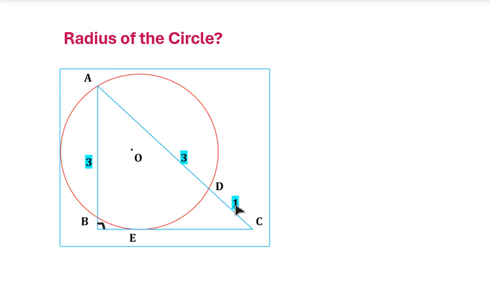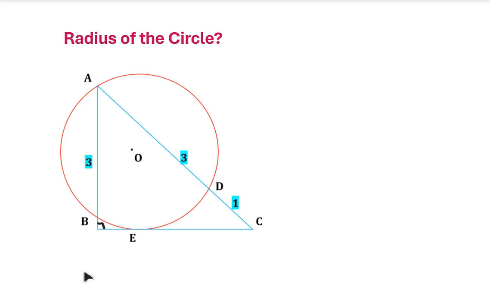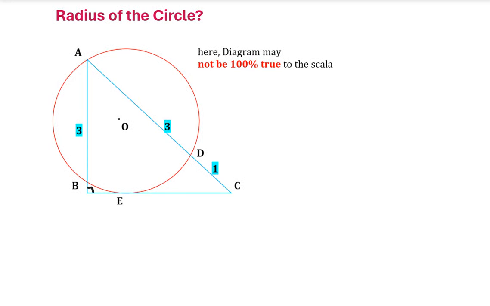So what is our target? Our target is to determine the radius of this circle. Indeed, we have to know a couple of theorems related to circles and triangles. Let's start. One important thing we have to tell you is that this diagram may not be 100% true to scale. It means that some of the lengths may not be exact. This is actually hypothetical data as given.